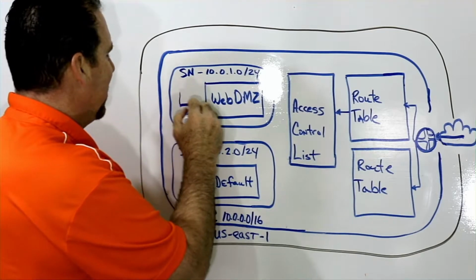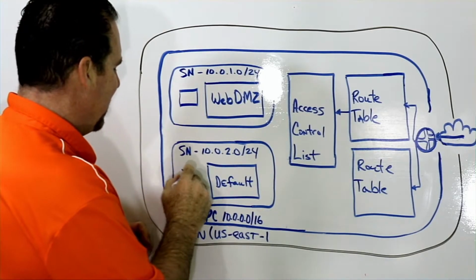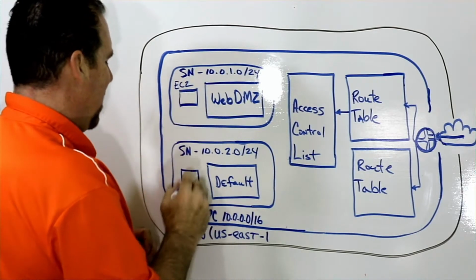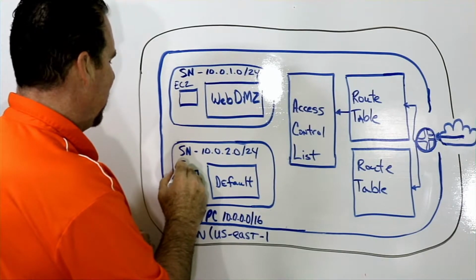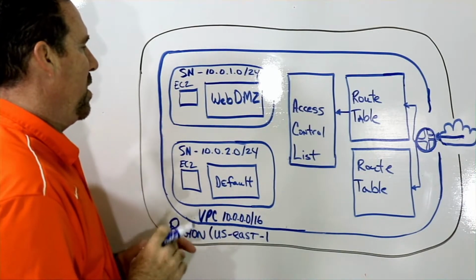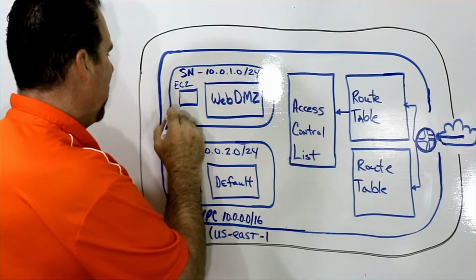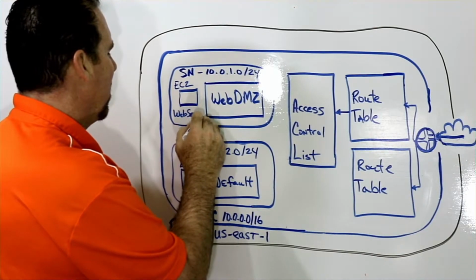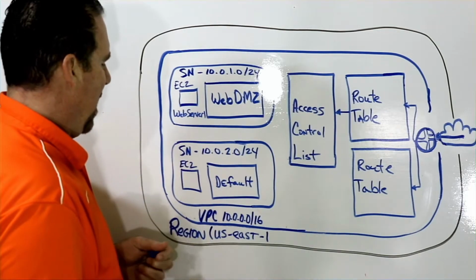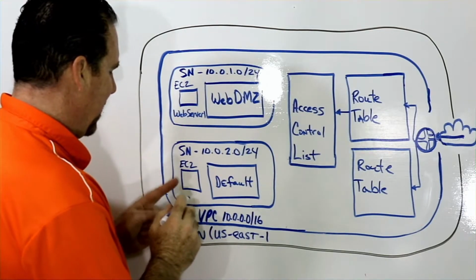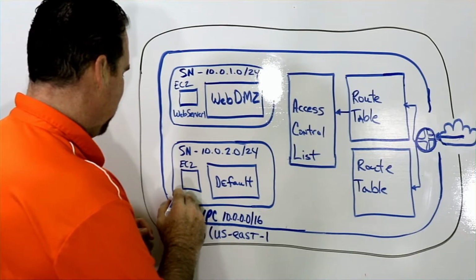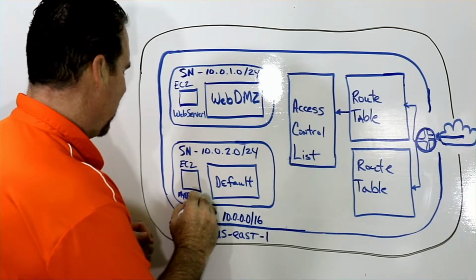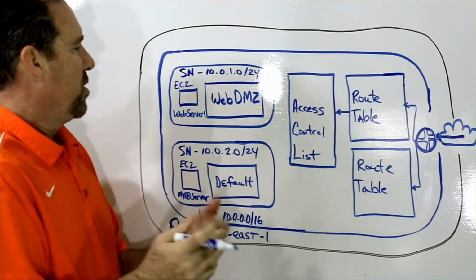There's an EC2 instance in here, and there's an EC2 instance in here. So I'll say EC2, and this is an EC2. This one is going to be called web server, I think I called it 1. And then this one is going to have an EC2 instance called MyDB server. Okay, so that's what we have so far.